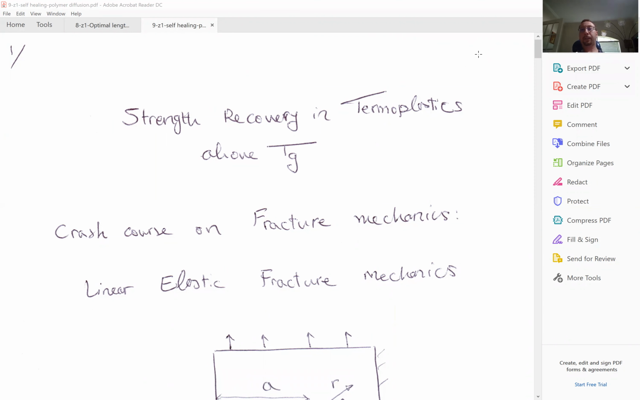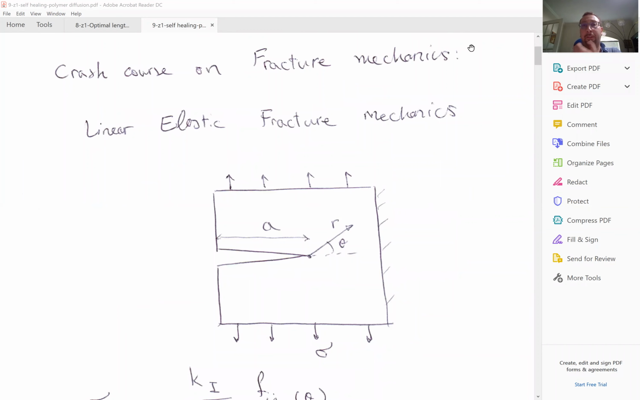To understand the concept of intrinsic self-healing, and also extrinsic self-healing, we'd better have some understanding about fracture mechanics. This is an introduction to fracture mechanics. For most of the discussion, we're going to limit ourselves to linear elastic fracture mechanics. Basically, we're going to assume that the material behaves linear elastically, even up until growth of the cracks.